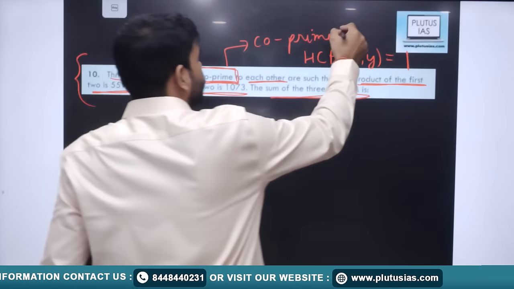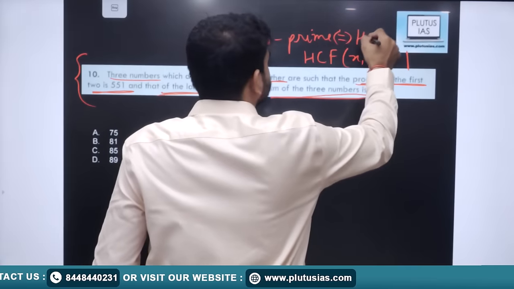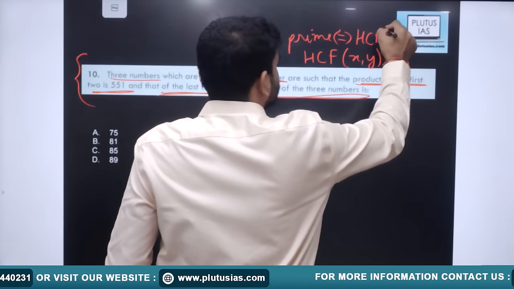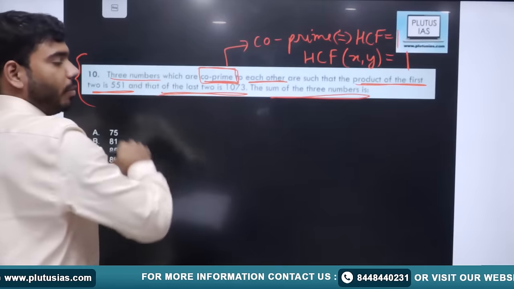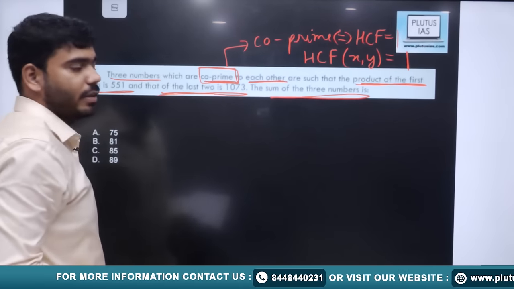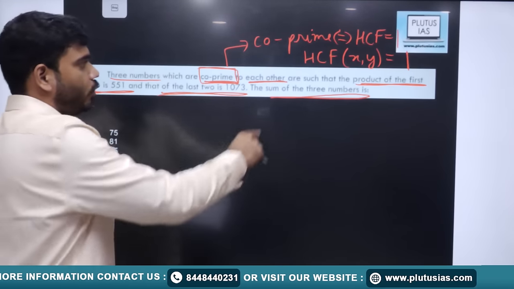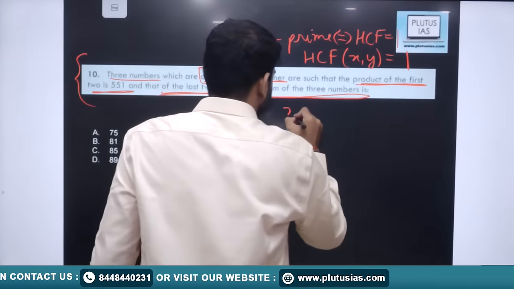This is the same thing. So we know that the product of the first two numbers is this and the product of the last two numbers is this, and all the three numbers are co-prime. We need to find the sum of the three numbers. It's a very, very simple question.